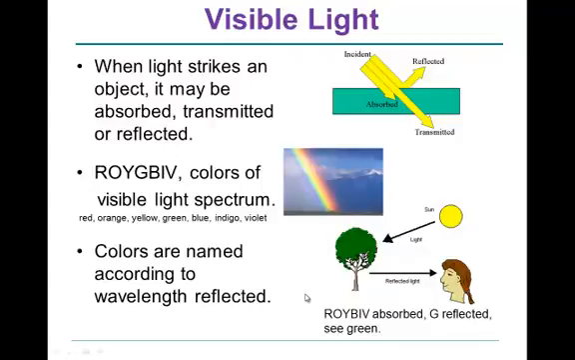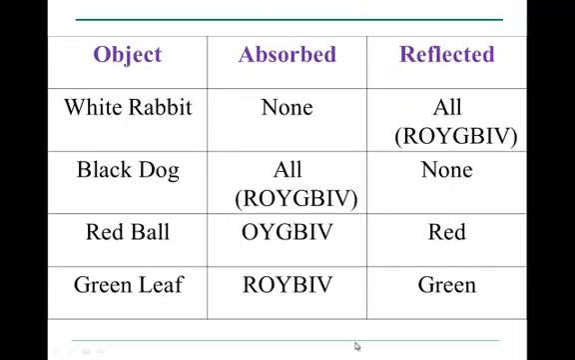And to drive this home, I have a table here that you should understand fully. If we talk about an object such as a white rabbit, remember white is all the colors of the visible light spectrum. What is absorbed is none, and what is reflected is all Roy G. Biv.